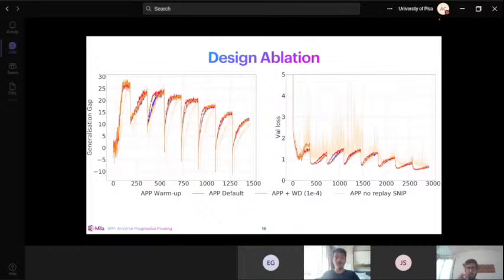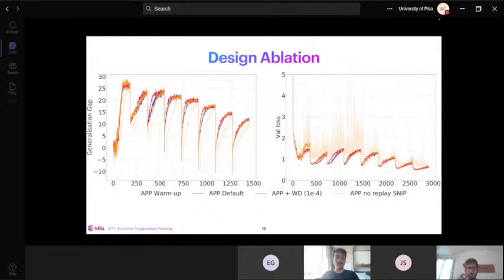We do find certain benefits and certain disadvantages of using weight decay, but it is not within the scope of our paper. And we also tried APP no replay SNIP, which means that when we were doing replay, we were concatenating the previous mega batch to the current mega batch, and then sampling 20% random samples from the whole concatenated set. So here when I say no replay, it is not sampling from the whole set, but only from the current mega batch. But when it trains after being pruned, it is being trained on the complete concatenated set.